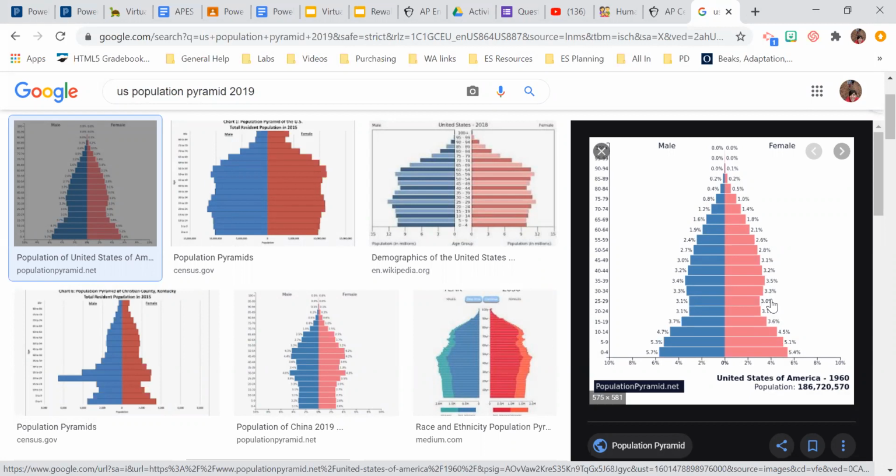What you can see is the US in 1960 has kind of a weird shape. And that's probably because this age group here, 20 to 30, is a little bit narrower. Why would the 20 to 30 age group, do you think, be narrower in 1960? So think about, when was World War II? The young people were.